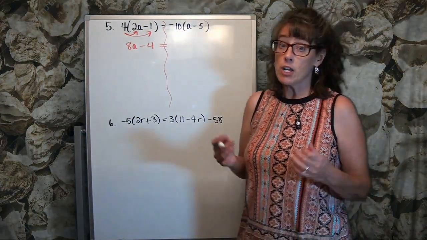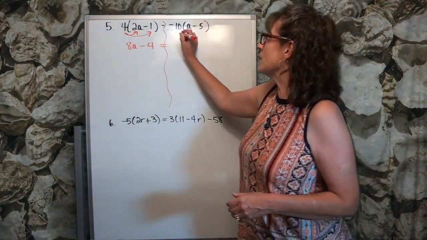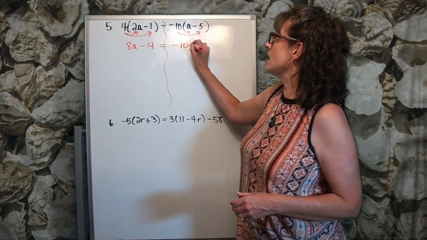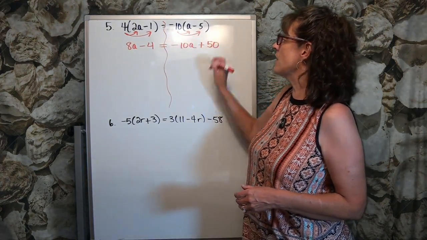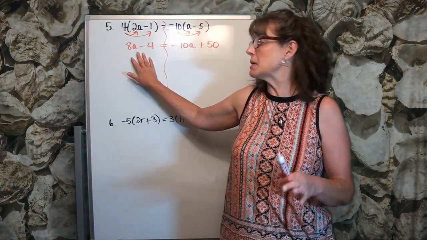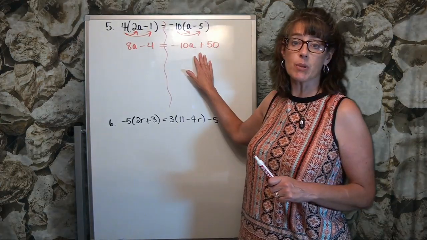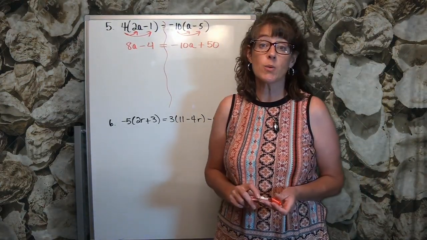And on this side, another parentheses, they keep showing up. So now to get rid of that one, I'm going to distribute through once again. So a negative 10 distributed through is a negative 10a, and a negative 10 times a negative 5 will be a positive 50. Okay, is this side as simple as it will get? Yes, because I can't put that 8a with that negative 4. How about this side? Is it as simple as it can get? Yes, because a negative 10a plus a 50, there's nothing I can do with that either.